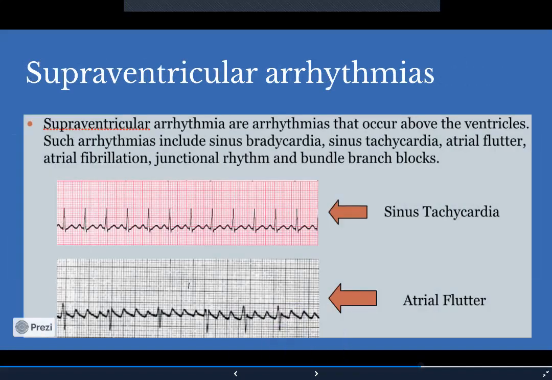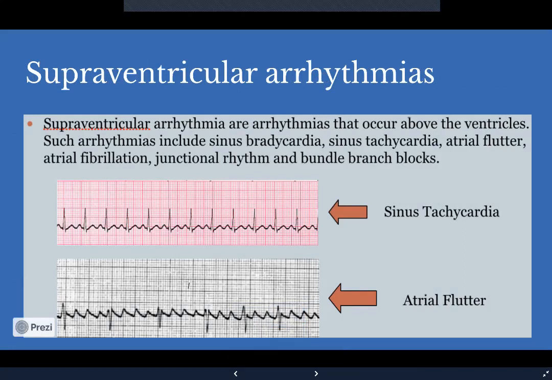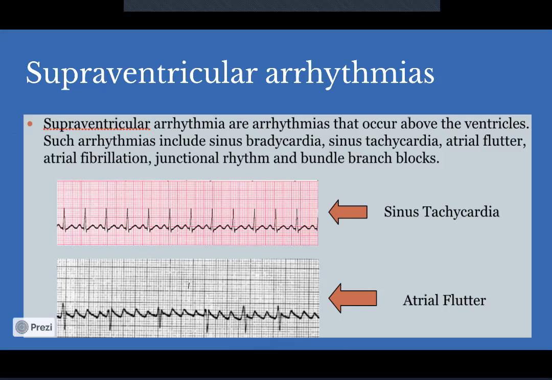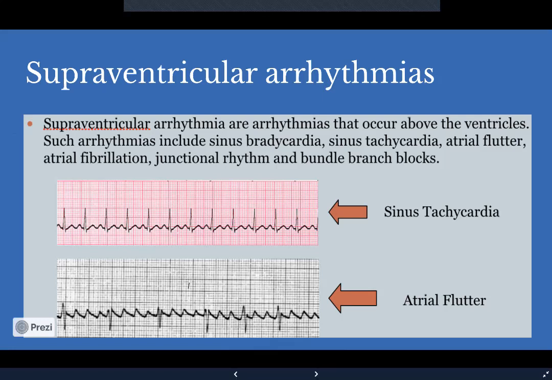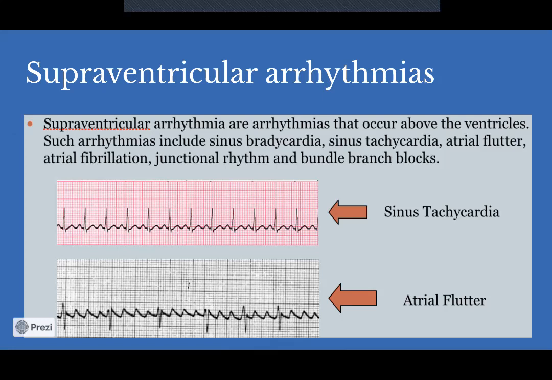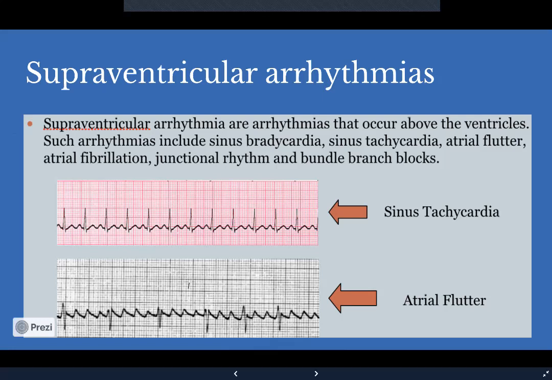So supraventricular arrhythmias means arrhythmias that occur above the ventricle, all right? So it could be a sinus bradycardia, sinus tachycardia, atrial flutter, atrial fibrillation. So these are like atrial issues, essentially. So you have our tachycardia.